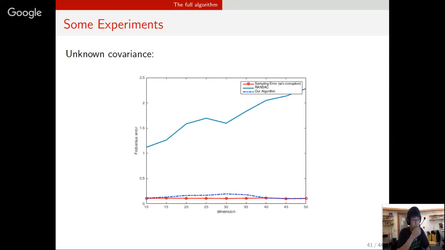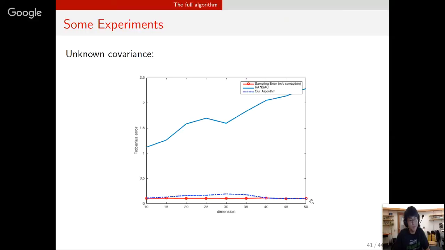We also did some things for unknown covariance at a slightly smaller scale. Same kind of setup. I generated some points from a Gaussian with unknown covariance matrix, and then I corrupted some of the samples, and I fed them to RANSAC, which is the only alternative I knew of, and to our algorithm. And I also plotted the sampling error without corruption. So just what would happen if I took the empirical covariance of the points without the corrupted points. And you can see that indeed the RANSAC algorithm diverges really horribly, but ours pretty much matches the empirical error, which is pretty good. Unfortunately, in this experiment, we only went to dimension 50.